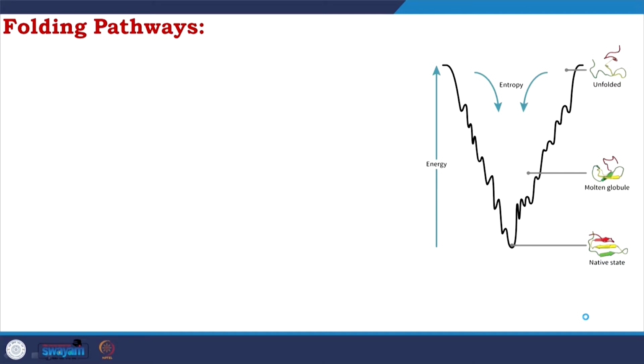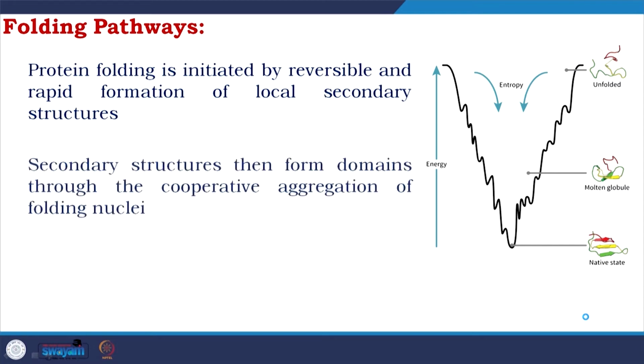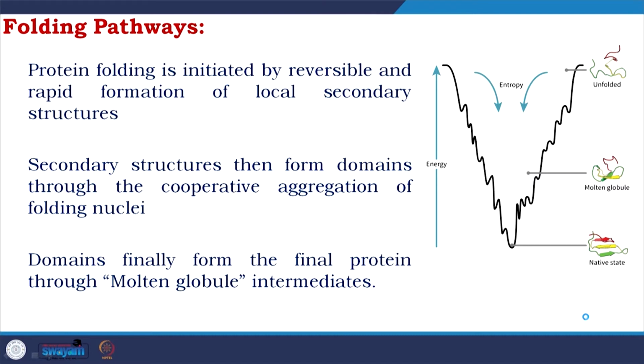As I was talking about, this is the energy picture where you see unfolded to the native state. Protein folding is initiated by reversible and rapid formation of local secondary structures, alpha helices and beta sheets. Secondary structures then form domains through the cooperative aggregation of folding nuclei, and domains finally form the final protein through the molten globule intermediates. Molten globules are where the hydrophobic collapse happened. So, it is a hydrophobic moiety, and you will see the hydrophobic moiety is exposed here.